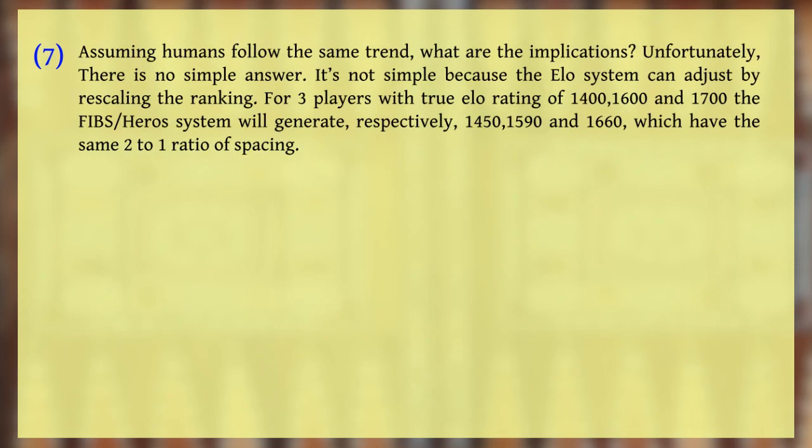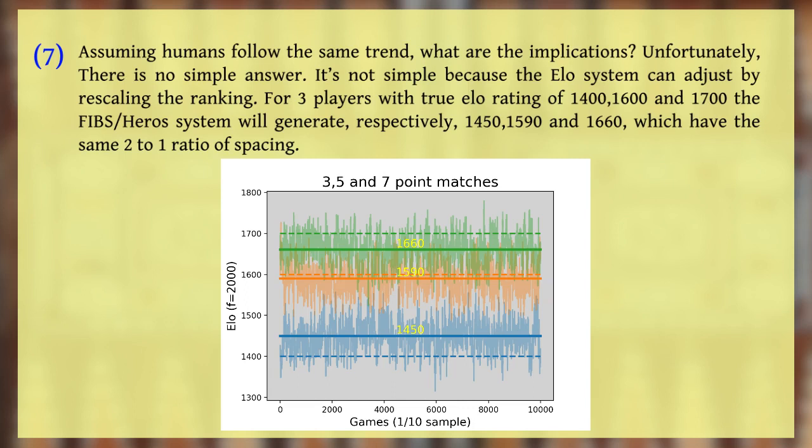7. Assuming that humans follow the same trend, what are the implications? Unfortunately, there is no simple answer. It's not simple because the Elo system can adjust by rescaling the rankings. For 3 players with true Elo ratings of 1400, 1600 and 1700, the FIBS hero system will generate respectively 1450, 1590 and 1660, which have the same 2:1 ratio of spacing.